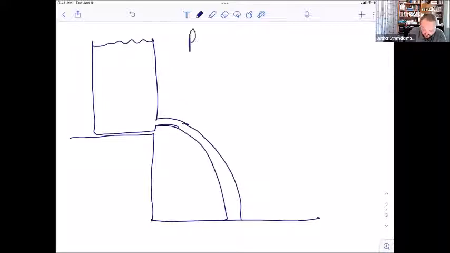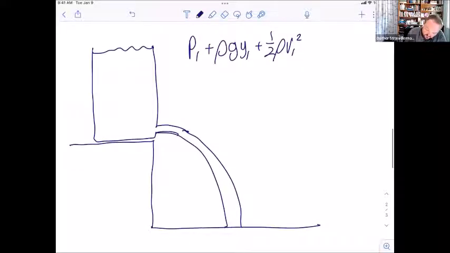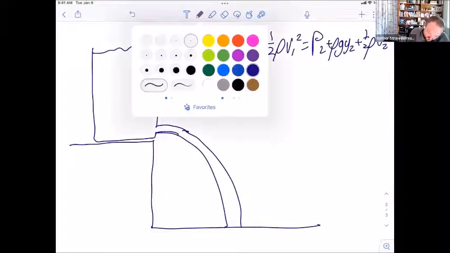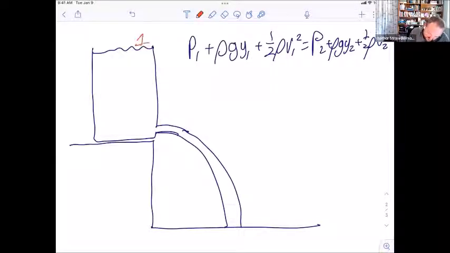And my equation is P1 plus rho g y1 plus 1/2 rho v1 squared equals P2 plus rho g y2 plus 1/2 rho v2 squared. So this spot up here is spot 1, and the spot down here is spot 2. At both spots, at the top of the water and then pushing in on the water, the pressure is the same. So I can get rid of both the pressures, because the pressures are both the same.